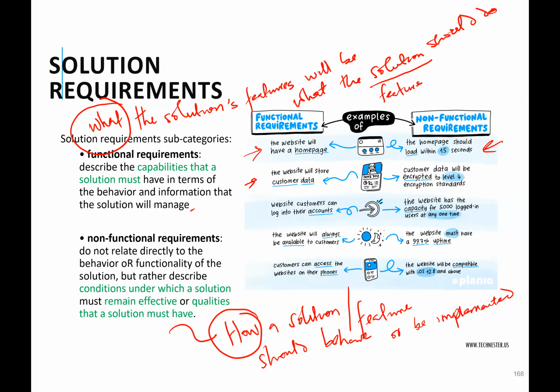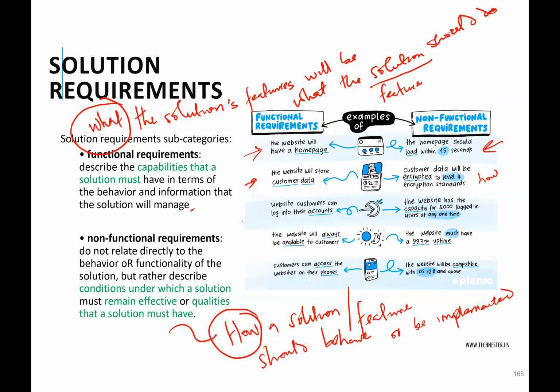Another example: the website will store customer data. So that is what the website will do. Customer data will be encrypted to level 4 encryption standards. How? It will store it. This is how it will store it: level 4 encryption standard.